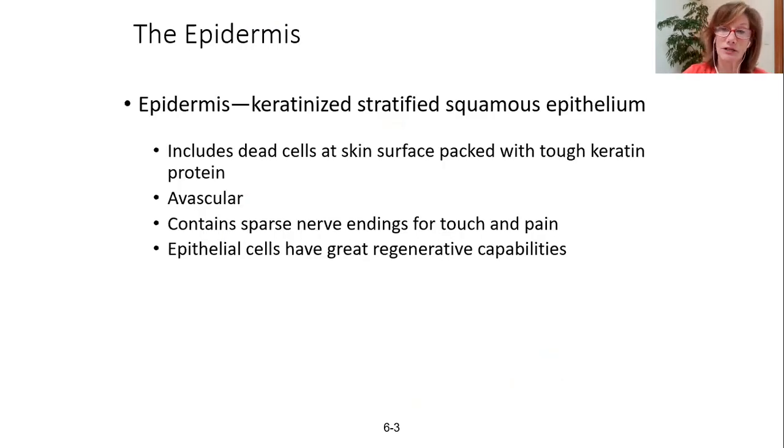Okay? The epidermis is made up of epithelial tissue. More specifically, it's a stratified squamous epithelium that's keratinized. So if you remember from your histology studies, stratified means there is more than one layer of epithelial cells. And in the case of the skin, there are many, many layers. And keratinized refers to the fact that the mature epithelial cells of your skin produce a protein called keratin.